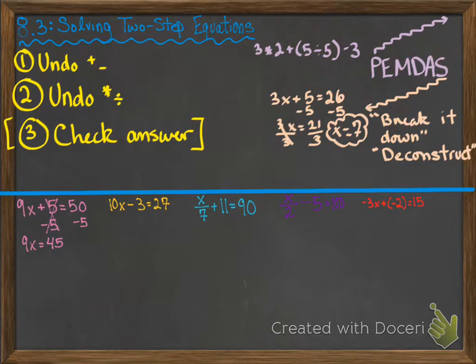What does 9x mean? Well, 9x is 9 times x. How do you undo multiplication by 9? You divide both sides by 9. Those 9's cancel out by the x, so you have x equals 45 over 9. 45 divided by 9, x equals 5.